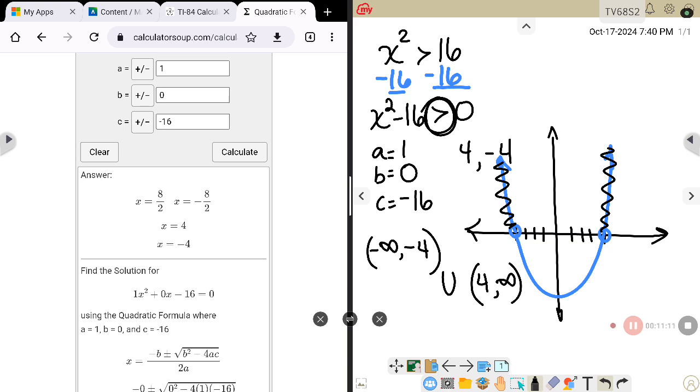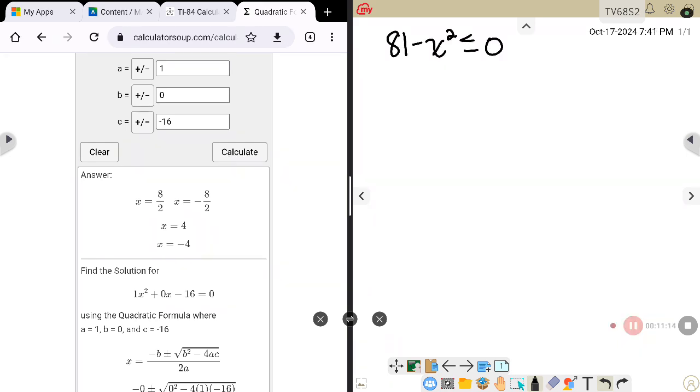All right, next example. My terms are both on the same side, set equal to 0, so I can go ahead and choose my a, b, and c.